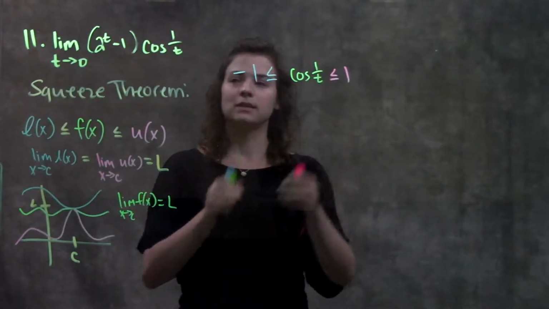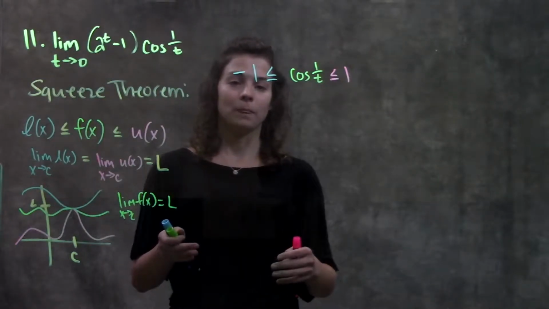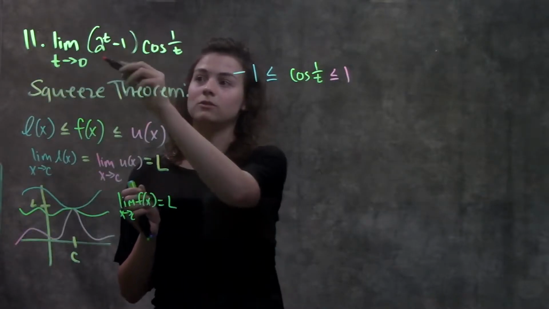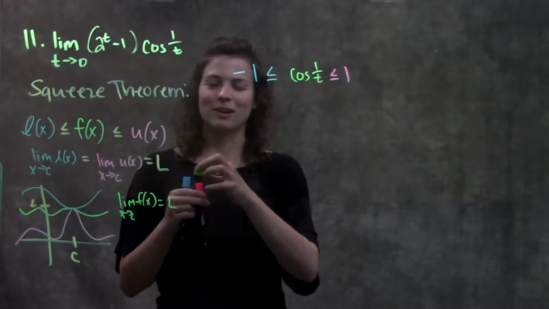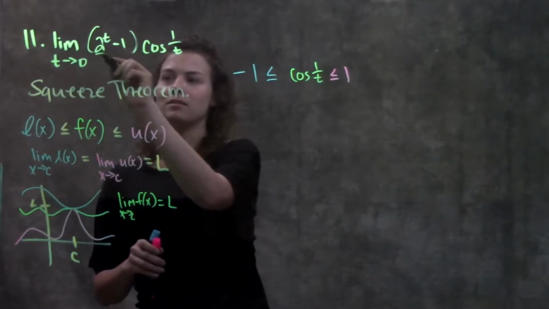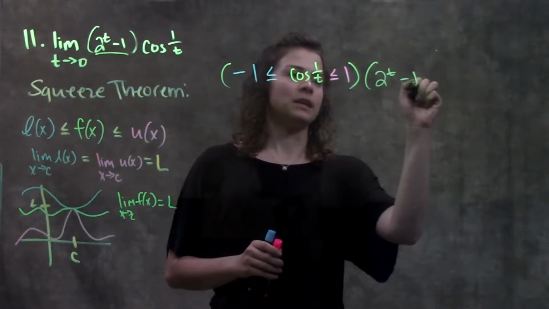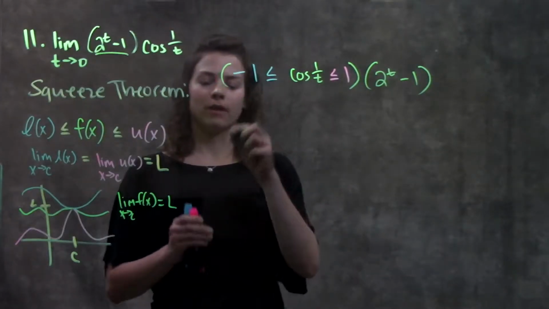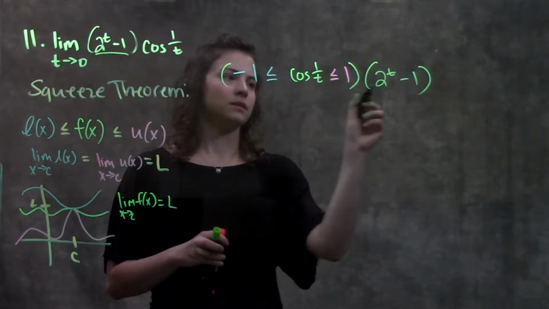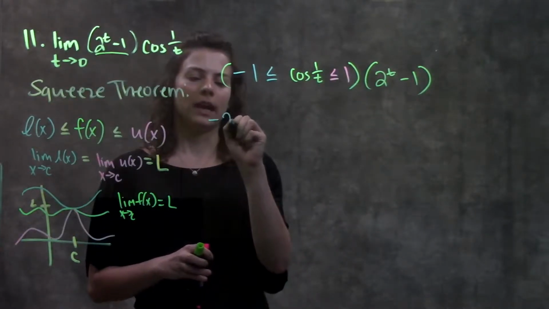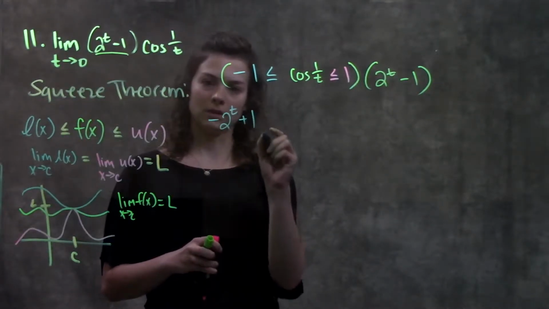I'm interested in this entire thing over here. So how do I make this look like that? Well, I can multiply each part by what I'm missing, by the 2 to the t minus 1. So I'm going to multiply every part in here by this thing. So multiply everything by 2 to the t minus 1. Over here, I'm going to get minus times 2 to the t minus 1. Distribute this negative 1 to everything. So I get minus 2 to the t plus 1.